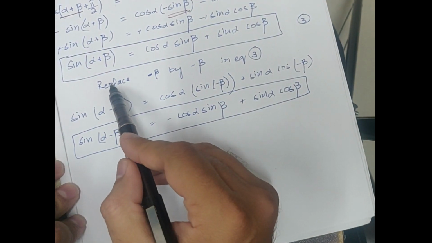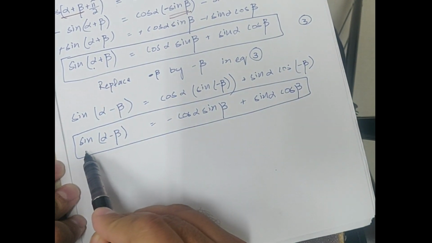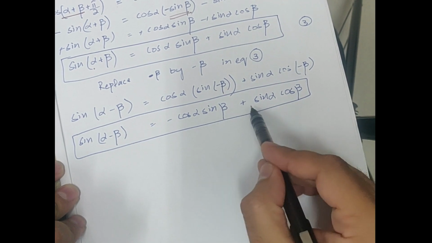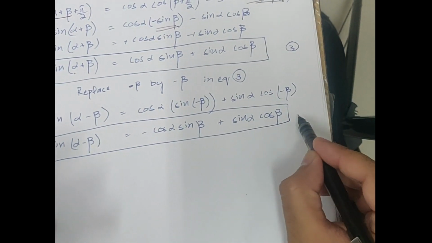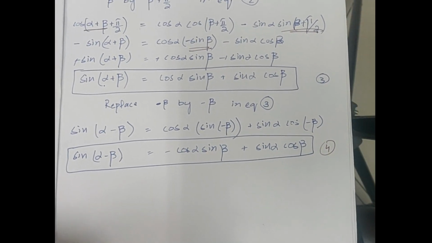Now if I replace beta by minus beta in this equation, then I also will get the formula of sine alpha minus beta: minus cos alpha sine beta plus sine alpha cos beta. So these are the 4 equations that I have derived from the fundamental law of trigonometry.